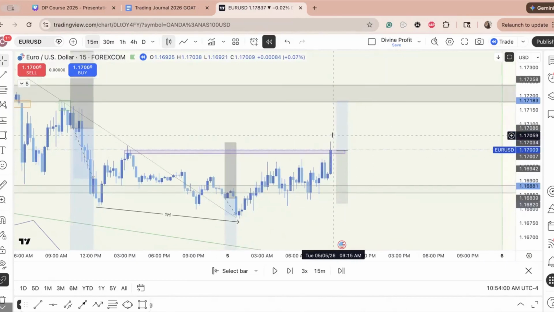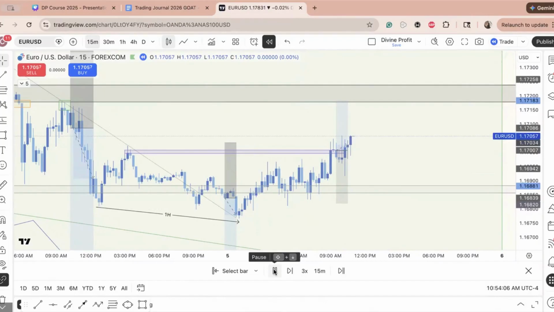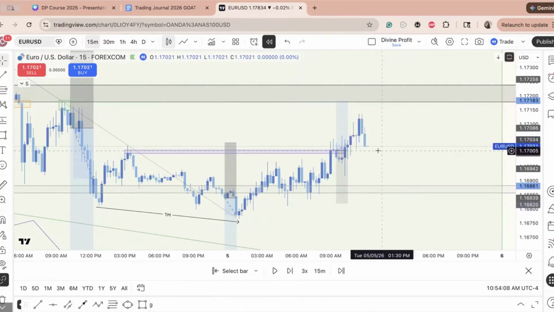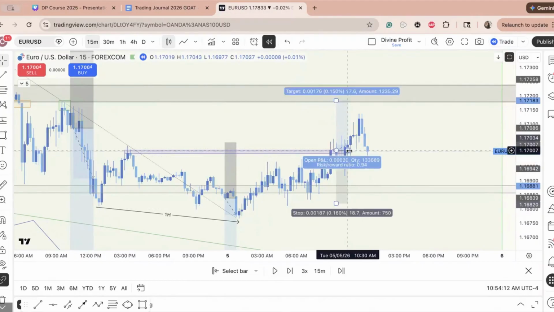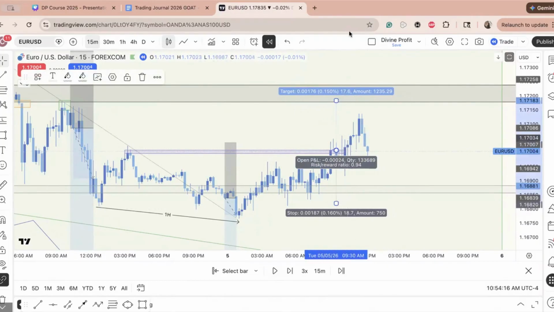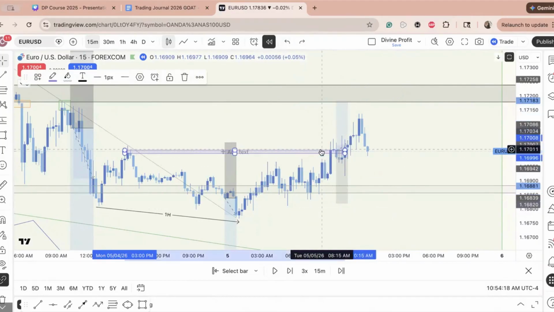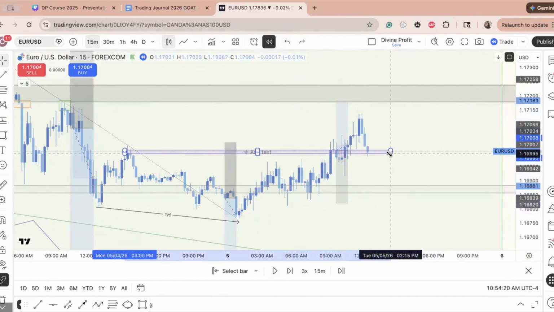But essentially, at the break of this zone is where I was looking for my buy. And then for the retest, we can see price is coming down here. So this was my break entry, and that stayed the same. And then let me move. Sorry, I just want to stretch this one out.